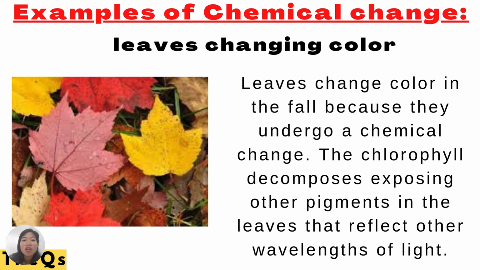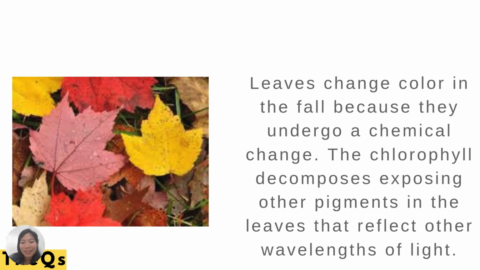Leaves changing color. Leaves change color in the fall because they undergo a chemical change. The chlorophyll decomposes, exposing other pigments in the leaves that reflect other wavelengths of light.